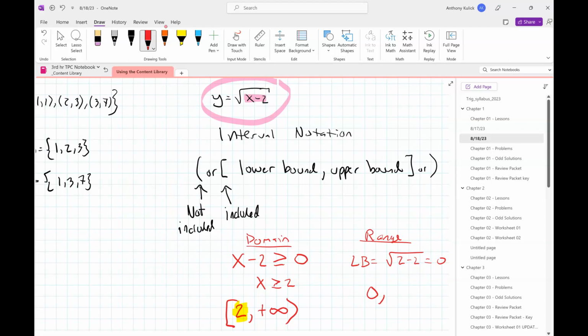Everybody's okay with that? And since my function is increasing and the upper bound is infinity, what does the upper bound for the output have to also be? Still has to be infinity, right? If it's just getting bigger and bigger and bigger, and I can get as big as I want as an input, well, I better get as big as I want as an output. Everybody feel okay there? Yes?